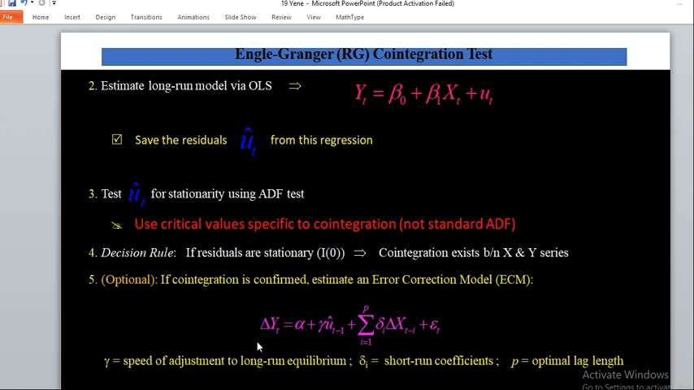So in this error correction model, this gamma shows the speed of adjustment toward the long-run equilibrium, and the deltas show the short-run coefficients, and p indicates optimal lag size that are determined using the appropriate lag determination criterion.